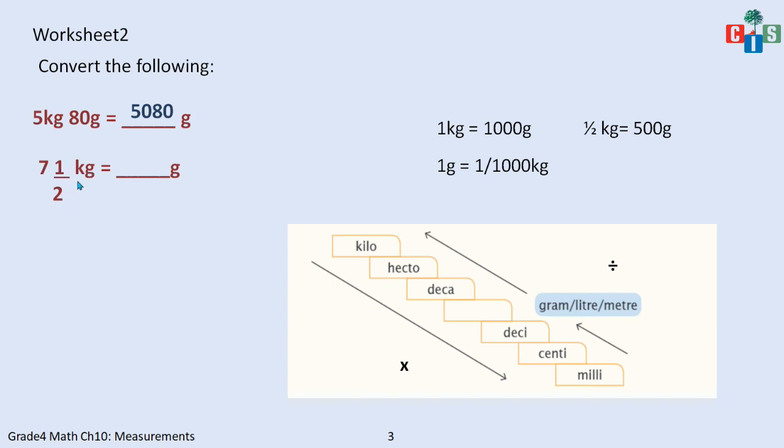Let's have the other question which says 7.5 kg will be equal to how many gram? So 7 kg will be 7000 grams and for half kg we will have 500. So 7500 gram will be my answer.